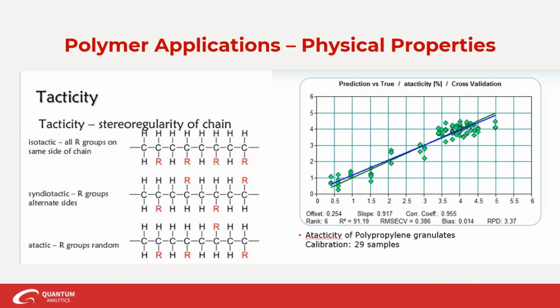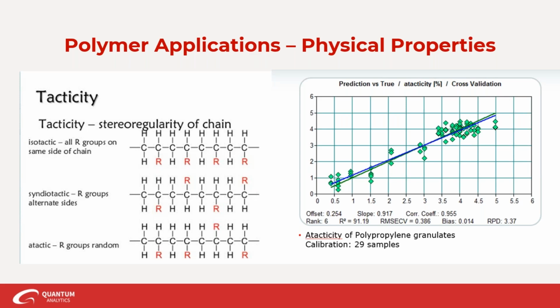And one more physical property here of polymers. So now we're getting a little more on the atomic level. So this is tacticity. Tacticity is the steric order of atoms in a linear asymmetric polymer chain. So if you look on the graph on the left here, there's 3 different types. There's isotactic, where all the R groups are on the same side of the chain, syndiotactic, where the R groups are on alternate sides, and then atactic, where the R groups have a random distribution.